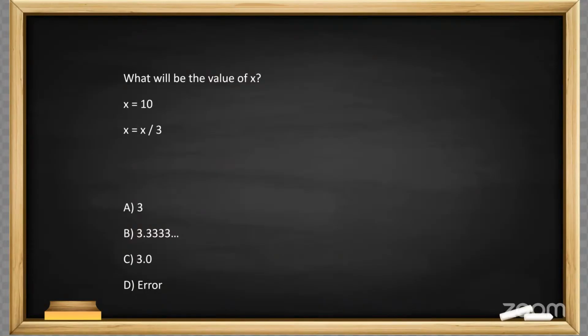3.33. B. Right, it's B. I just want to clarify one of the confusions. X is of type integer, and we are dividing integer by integer. A few people might be confused that the output also might be an integer. It is not like that. And also I'm assigning the result to X itself. So the correct answer is 3.333. Any questions?